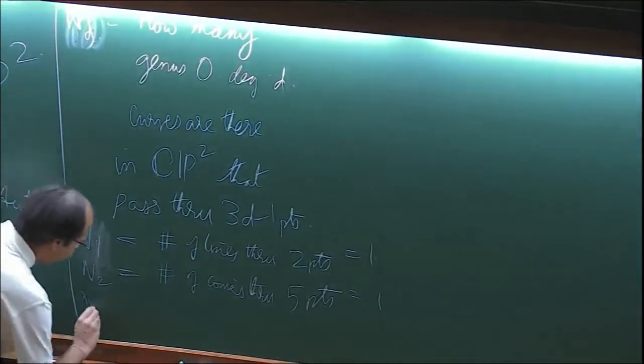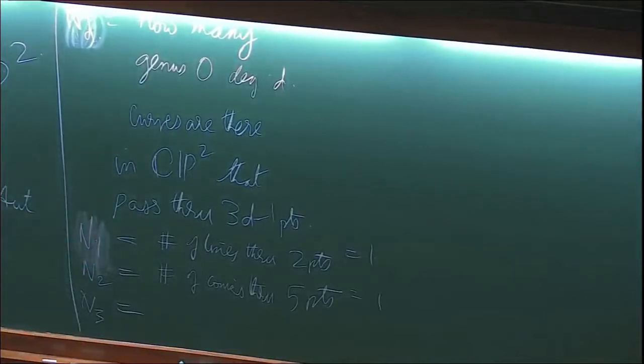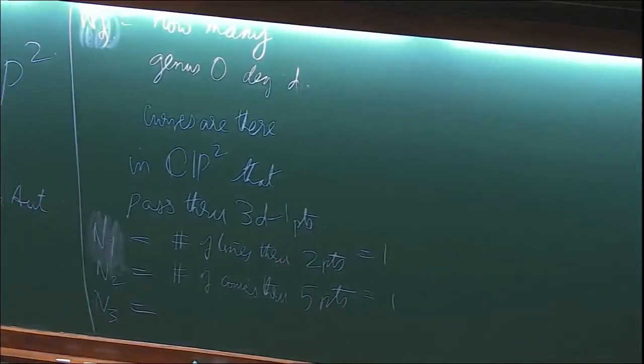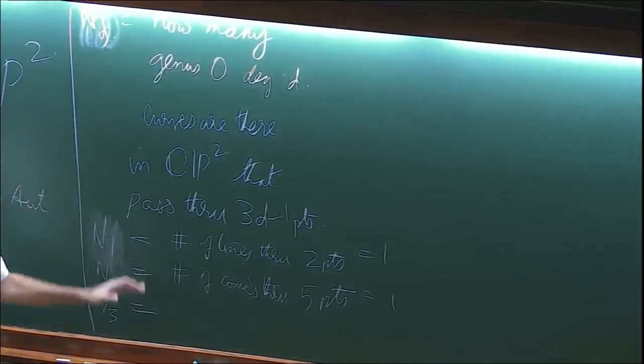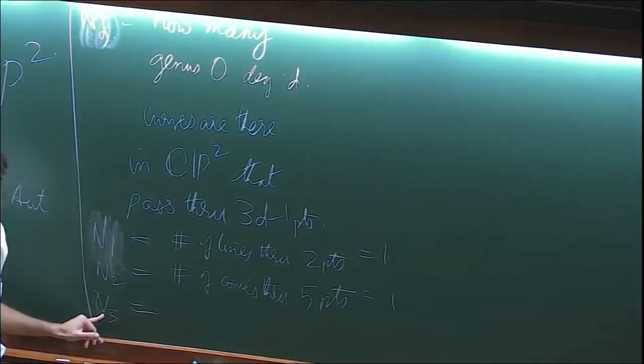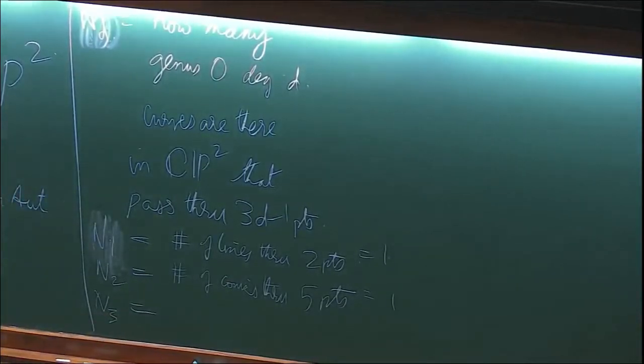N3 is a lot more interesting. N3 itself is highly non-trivial. If you get bored and if you think this is a very simple question, you can try to figure out N3. What is N3 asking? N3 is asking, so my domain is a genus zero surface.